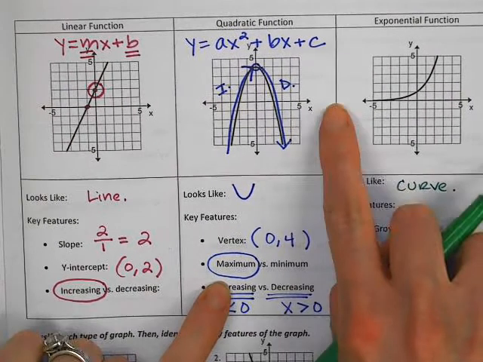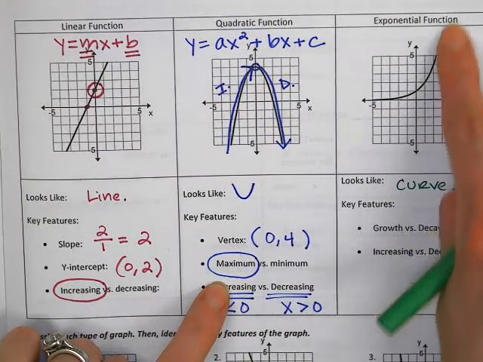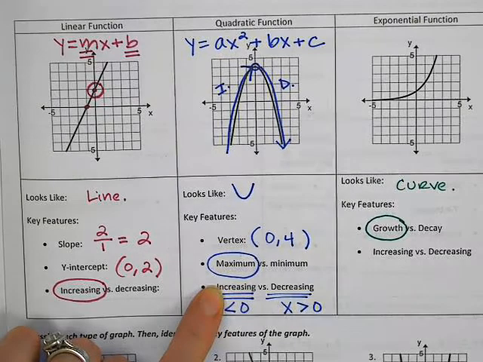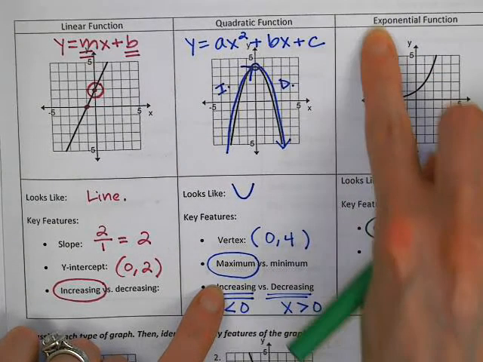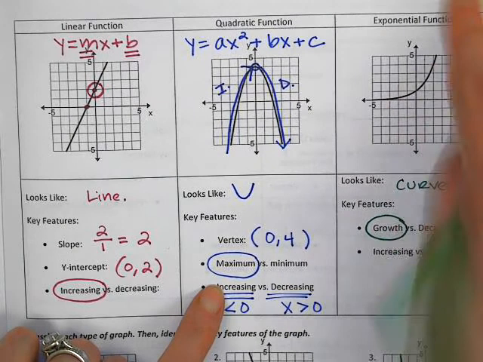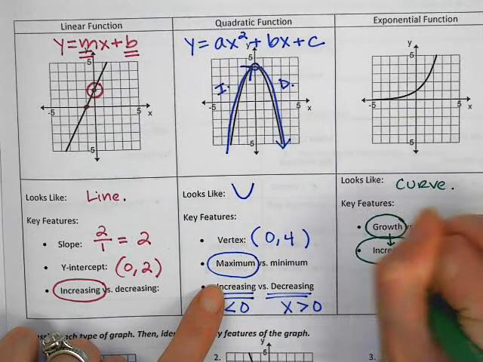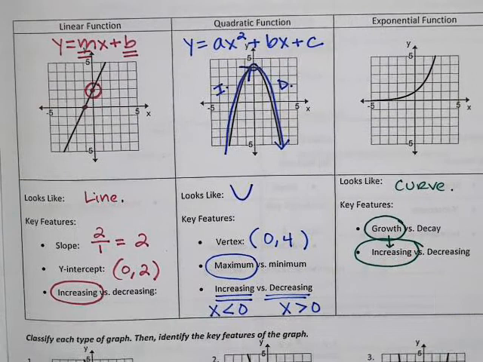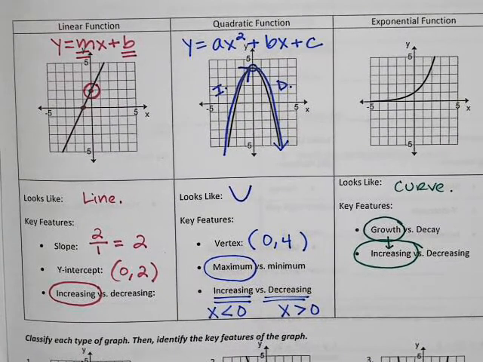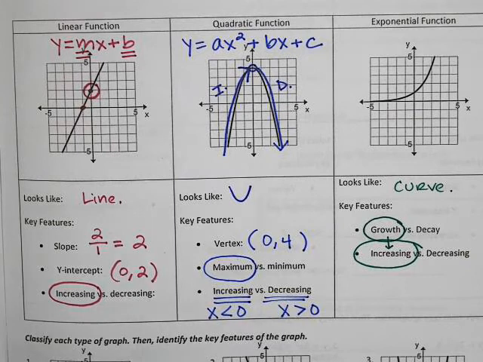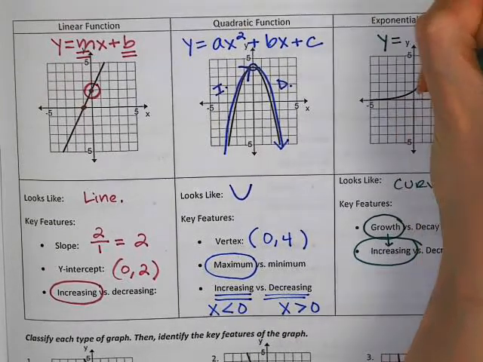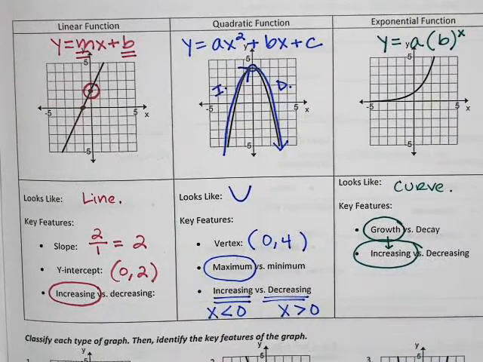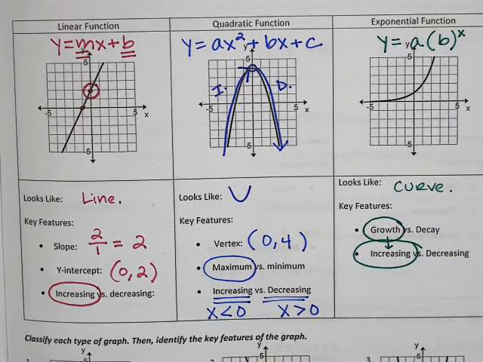All right, if the curve starts low and starts going up, it starts growing, we call that a growth. And decay would be if it started high and started going lower. So this one's increasing. If it's a growth, it's automatically increasing. If it's a decay, it's automatically decreasing. So these go together. And then the equation of an exponential function is y equals a times b to the x power. All right, so that's the rules for that.